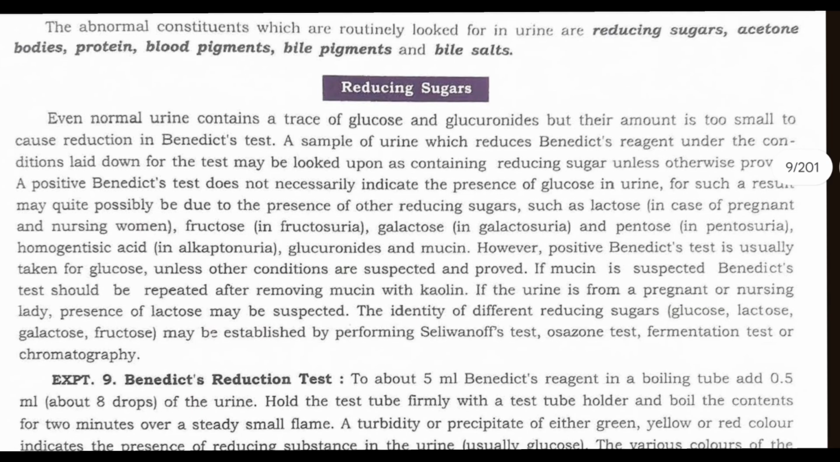Reducing sugars. Even normal urine contains a trace of glucose and glucuronides, but their amount is too small to cause a reduction in Benedict's test. A sample of urine which reduces Benedict's reagent under the conditions laid down for the test may be looked upon as containing reducing sugar unless otherwise proved.